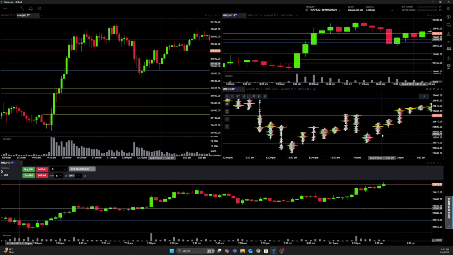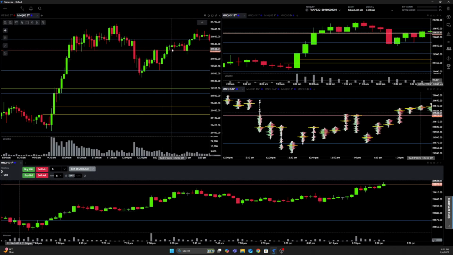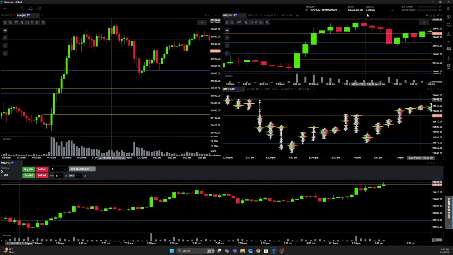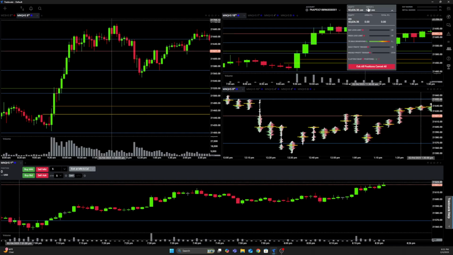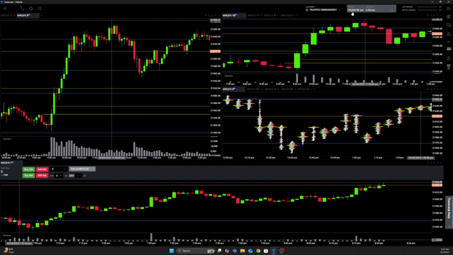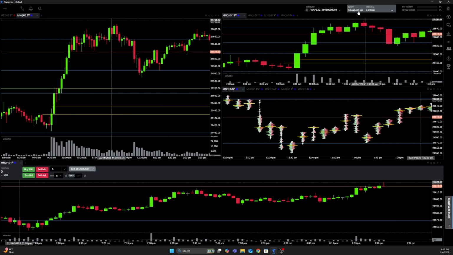So I took this one with full size. We came up, hit it, and we're up about 130, 140 on the day. So the PA account is up 626. Not too bad off just a few days of trading.